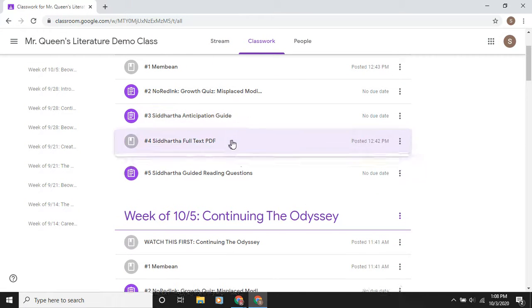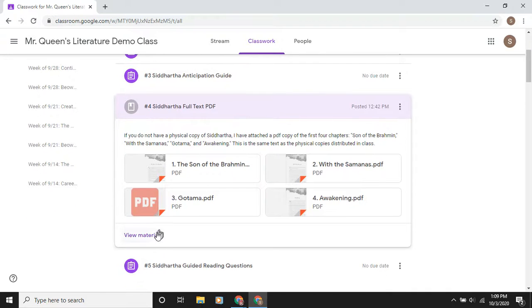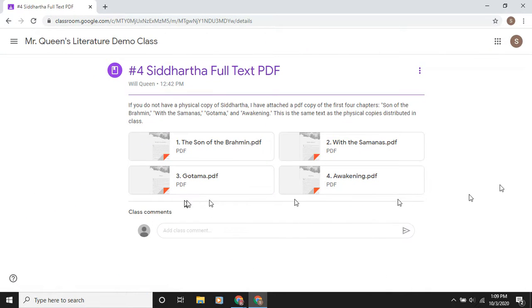Number 4. Okay, so I've handed physical copies of Siddhartha to my students who are face-to-face. And I've sent all of you who are virtual an email telling you how to come and get a copy if you want a copy for yourself. I currently have 8 copies left. So I do still have some physical copies left.